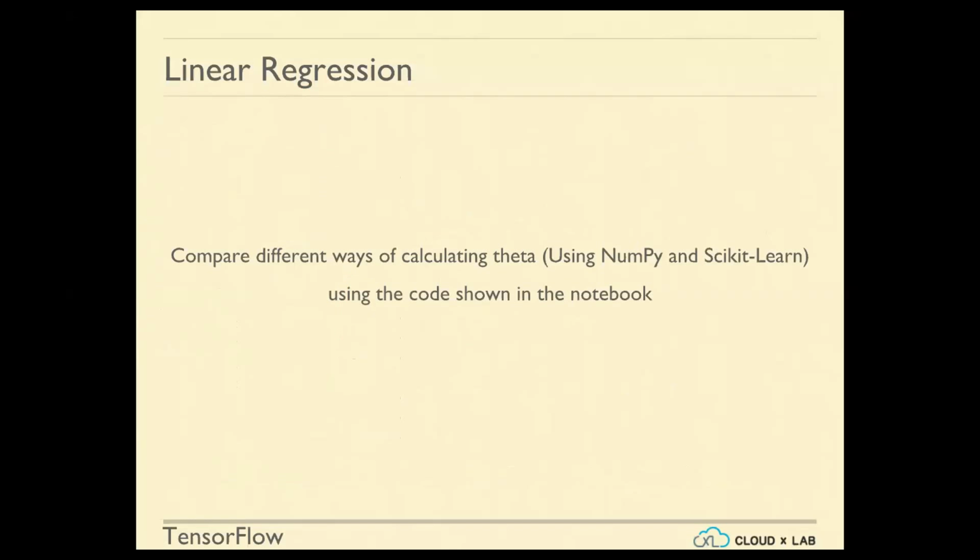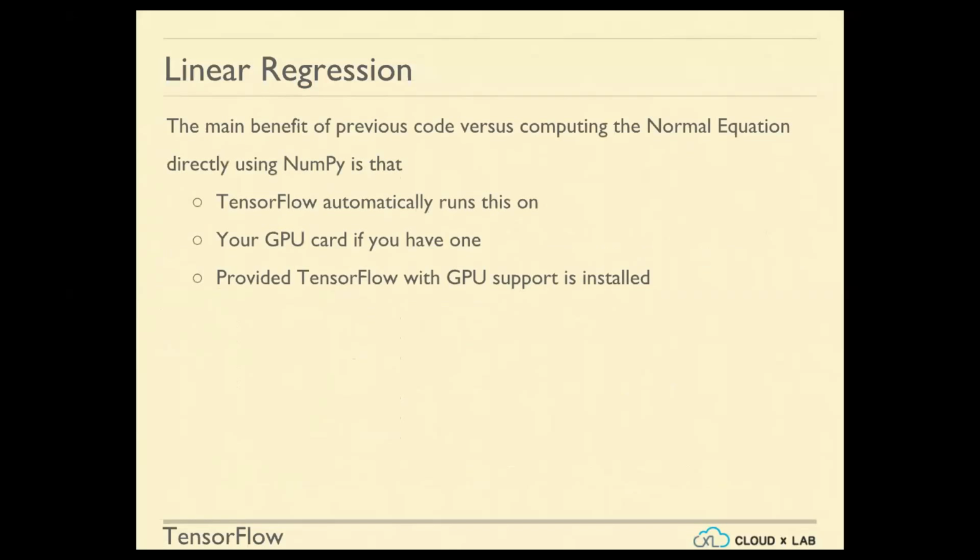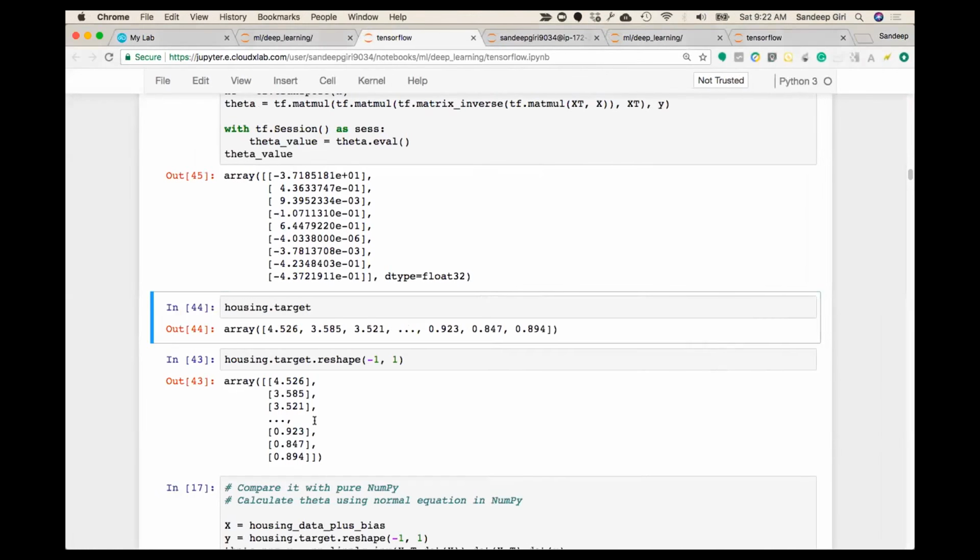Now, let's compare different ways of calculating theta using NumPy and SciPy using the code shown in the book. The main benefit from the previous code versus computing the normal equation using NumPy is that TensorFlow automatically runs on GPU, and if you have a GPU, it'll be really fast. The other advantages are not so obvious.